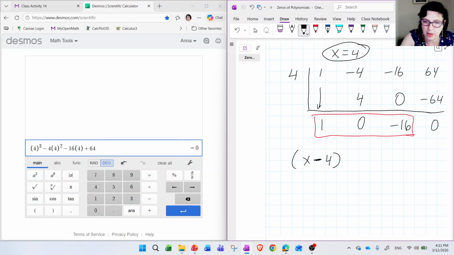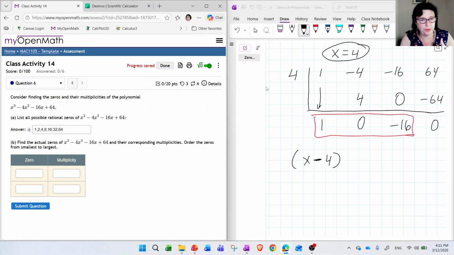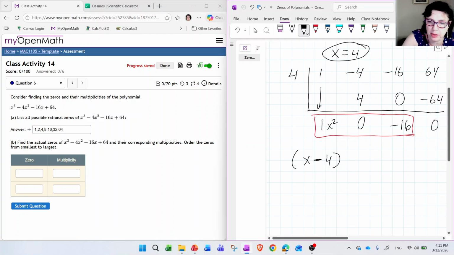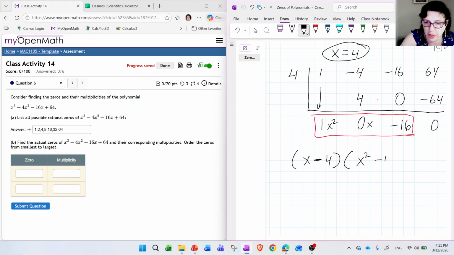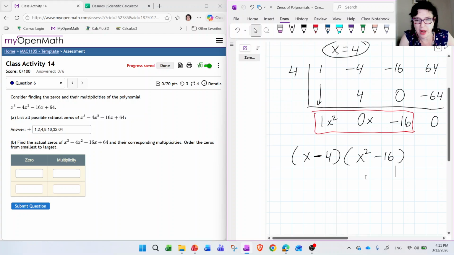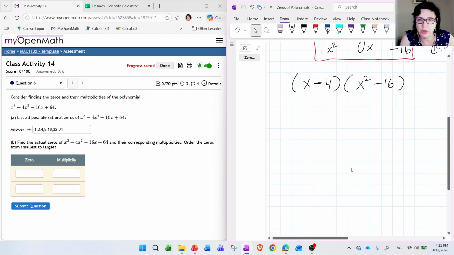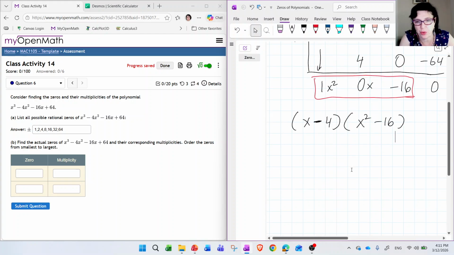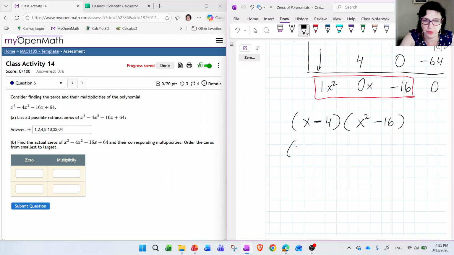Okay, now here, what's the quotient? Remember, we started with the cubic polynomial. When you divided it by one factor, now you got a quadratic. So this means that this is going to be x squared, this is going to be x, and that's the number. So we've got x squared minus 16. Can we factor that? Now, here we're going to review something called difference of squares and how to factor difference of squares. And this is actually pretty easy.